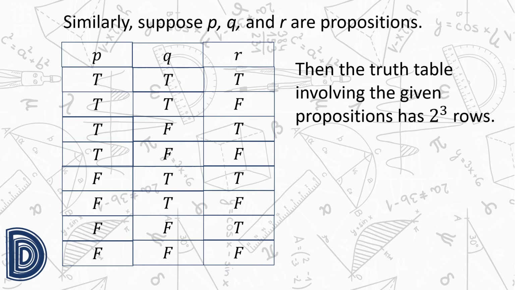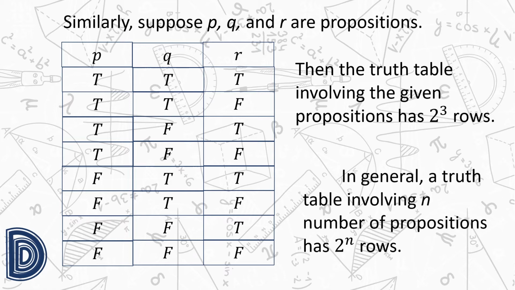Then the truth table involving 3 propositions will have 2 to the 3rd power, or 8 rows. In general, a truth table involving n number of propositions has 2 raised to n rows. So if our proposition has 4 component propositions, then the truth table will have 2 raised to 4 rows, or 16 rows.